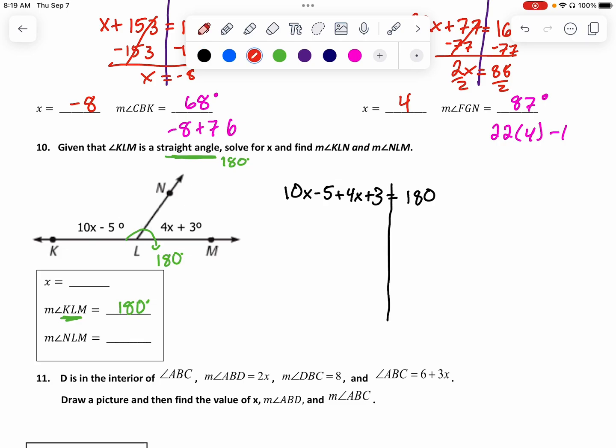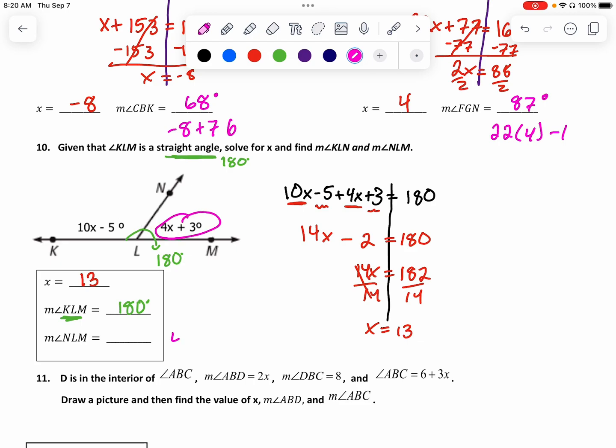So we have a lot of like terms to combine. So 10x and 4x can add together to be 14x. And minus 5 plus 3, so -5 plus 3 is -2. And we can add over the 2, so 14x equals 182. Then divide by 14. So we're left with x equals 13. Finally, we want to find NLM. So that is here. So again, we can plug in the x. So 4 times 13 plus 3 leaves us with 55 degrees.